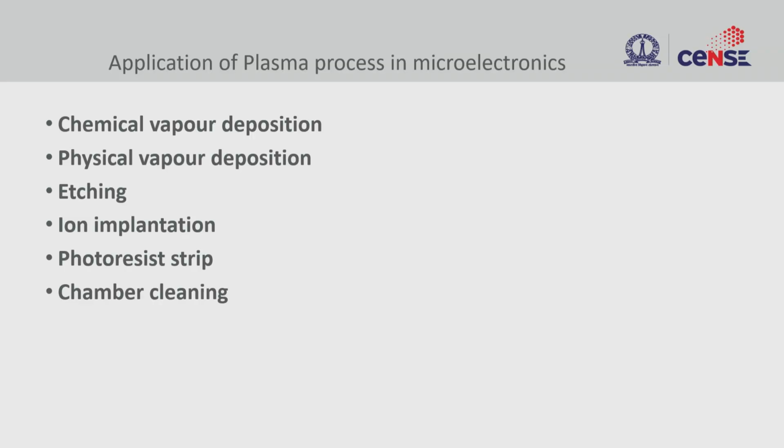As I mentioned, a plasma process is heavily used in microelectronics and nanofabrication processes. For instance, we use plasma for chemical vapor deposition, physical vapor deposition. We use it for etching. We use plasma for ion implantation. We use plasma to remove the resist. We also use plasma to clean chambers. So there are multiple applications of plasma in micro and nano fabrication.